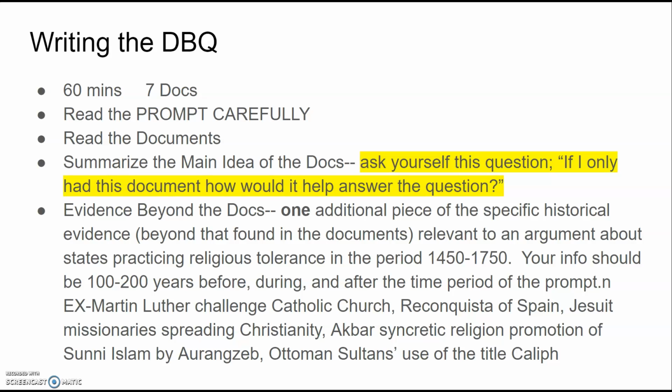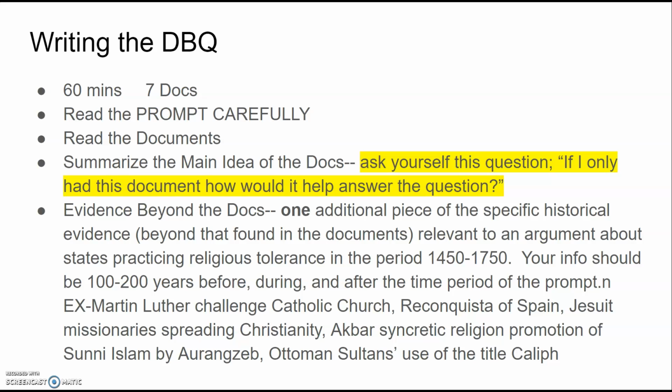Excuse me, I'm sorry. Evidence beyond the documents. Let's keep going. So evidence beyond the documents states, as you're reading all 7 of the documents, one additional piece of specific historical evidence beyond what is found in the documents that is relevant to an argument. Okay, so I'm looking back at our practice one, that's stating and practicing religious tolerance in 1450 to 1750. So that's the unit 3 one that we're dealing with.